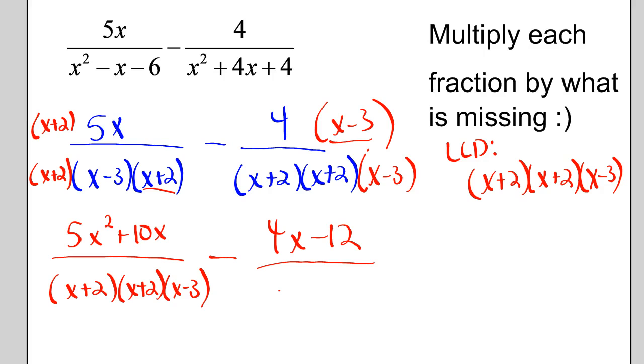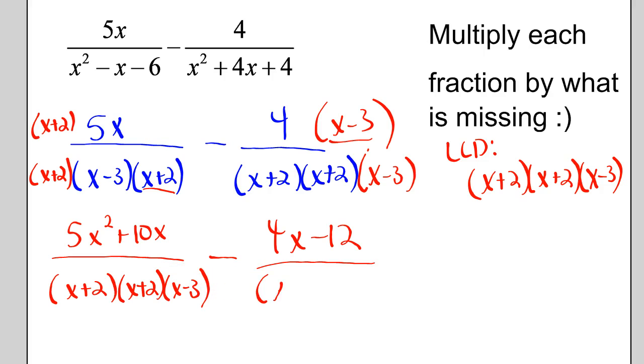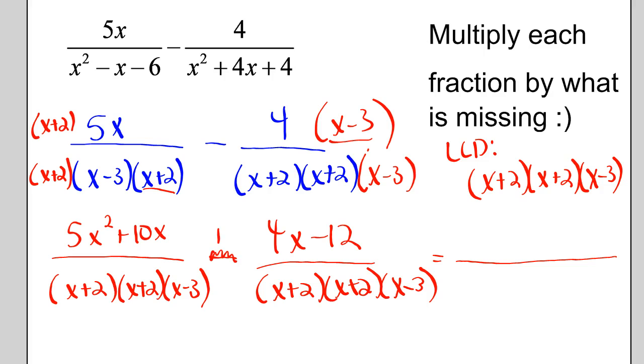Okay. So my denominator is (x plus 2)(x plus 2)(x minus 3). So to finish it off, I'm going to subtract. I'm going to distribute this negative sign, which means this becomes a minus sign, and this becomes a plus sign.